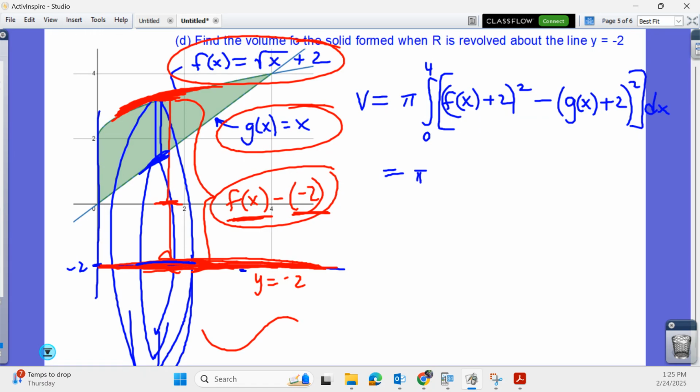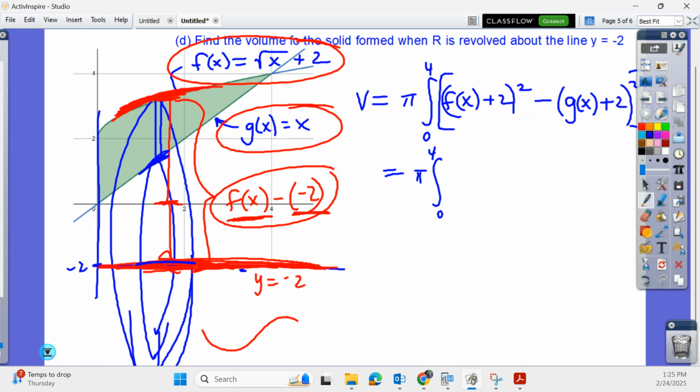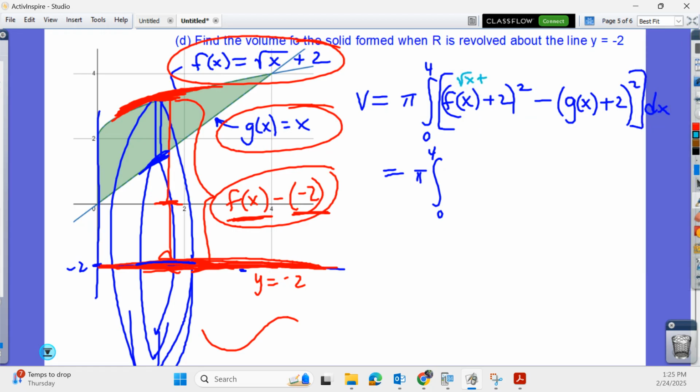So we have pi times the integral from 0 to 4. And then f of x is the square root of x plus 2. So if I want to rewrite that, this is the square root of x plus 2 plus 2. So plus 4 is what's getting squared there. And then g of x is just x. So that's just x plus 2 squared is what that's going to be.